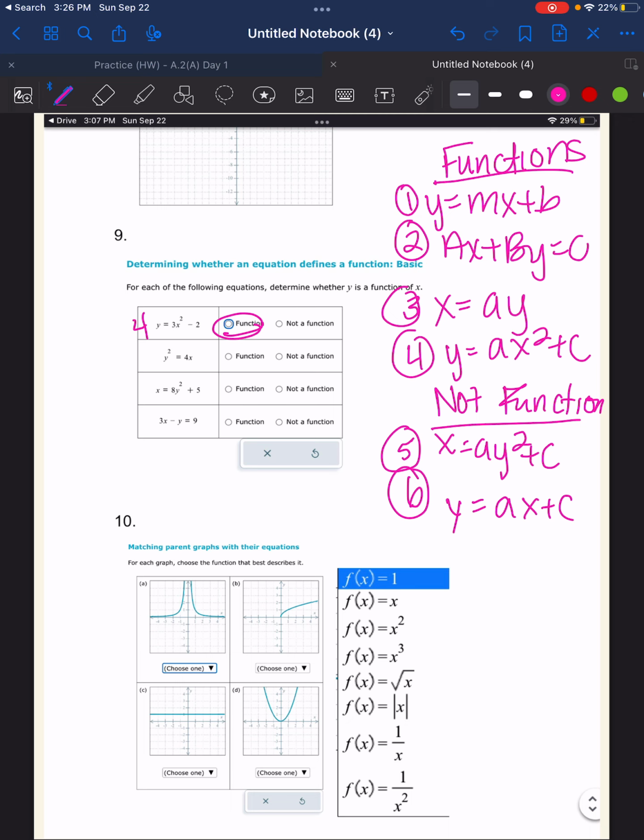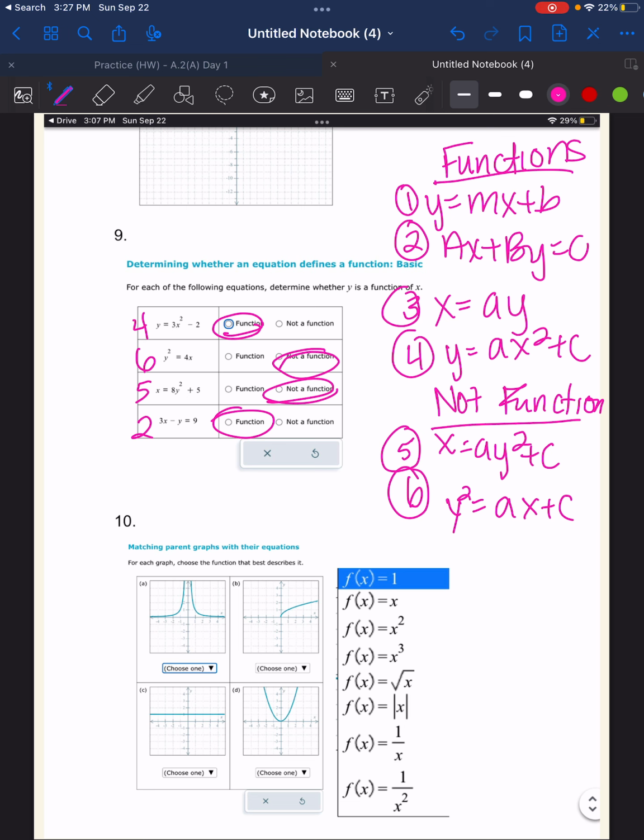Y squared equals 4x looks like 6, and 6 is not a function. X equals 8y squared plus 5 looks like 5, and 5 is not a function. 3x minus y equals 9 looks like 2, and 2 is a function.